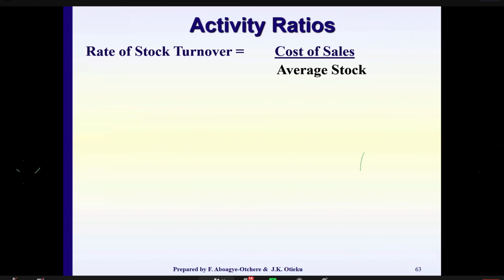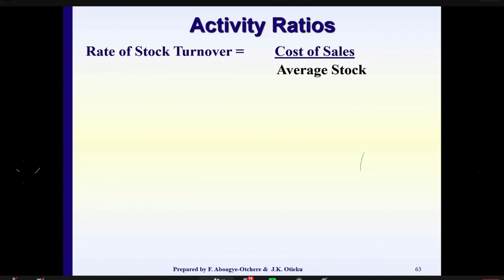We measure it by dividing the cost of sales over average stock. So we measure the rate of stock turnover by dividing cost of sales by average stock. An average stock is a simple average of opening and closing stock. So opening stock plus closing stock divided by 2. So that will be an average of the stock levels, opening and closing.